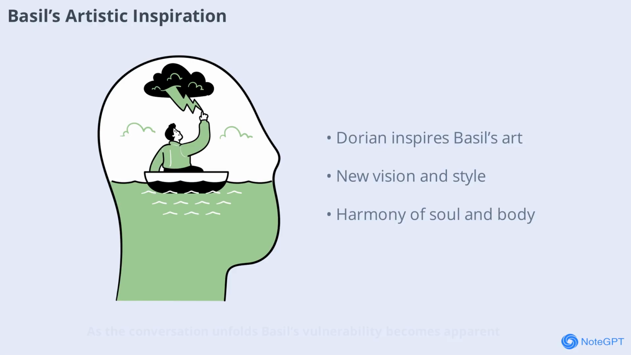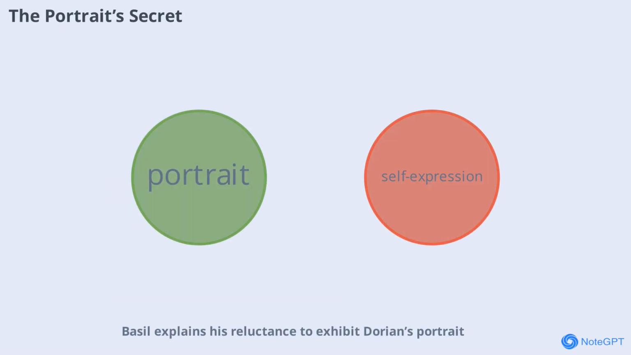As the conversation unfolds, Basil's vulnerability becomes apparent, hinting at the emotional risks inherent in artistic creation and personal attachment. Basil explains his reluctance to exhibit Dorian's portrait, revealing that every portrait painted with feeling is a portrait of the artist, not the sitter. He fears that he has exposed the secret of his own soul on the canvas, making the painting intensely personal. Lord Henry laughs off Basil's concerns, but the painter's anxiety is real.